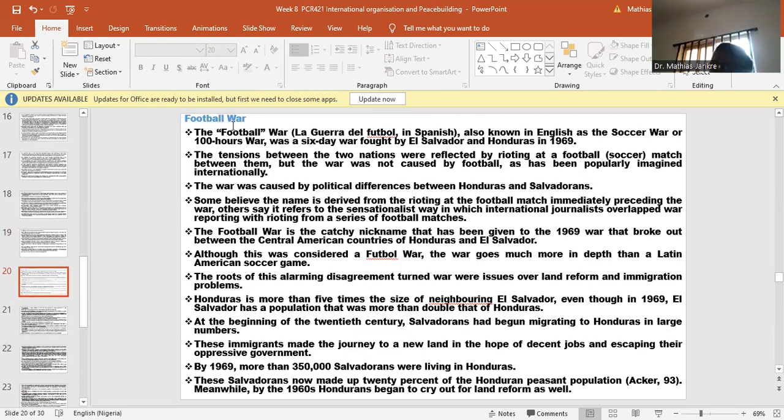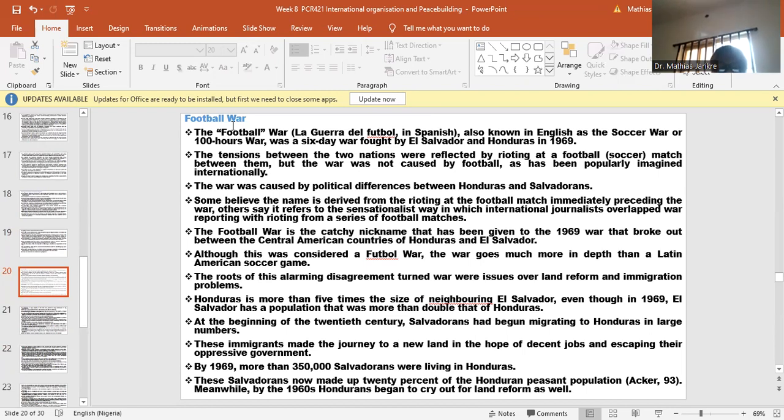Then we have the football war. Now, the football war, as it is known, also known in English as the soccer war or the 100 hours war, was a 6-day war fought by El Salvador and Honduras in 1969. The tension between the two nations was reflected by rioting at a football soccer match between them, but the war was not caused by football, as has been popularly imagined. The war was caused by political differences between Hondurans and Salvadorians.